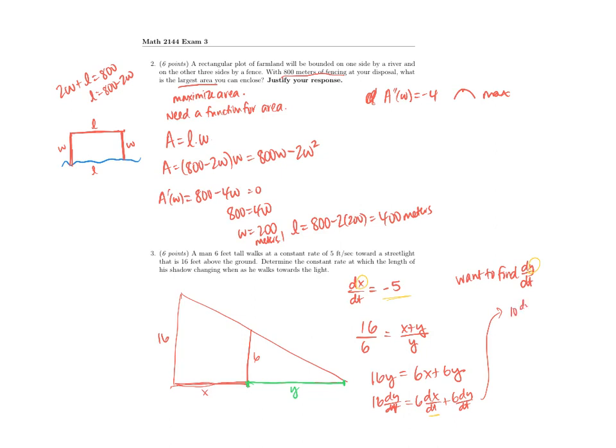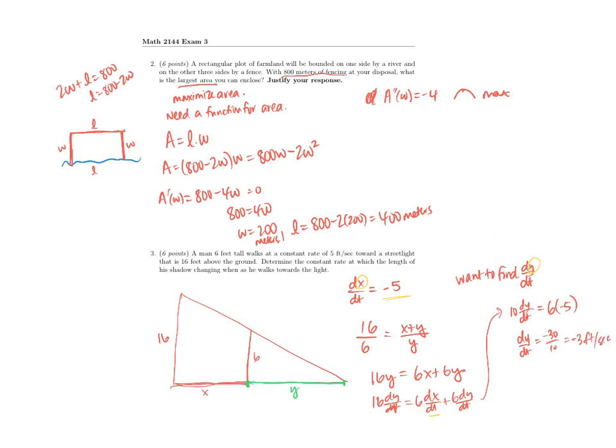So I get 10 dy dt is equal to 6 times -5, which is -30. And I can divide that by 10, so I get dy dt is equal to -30 over 10, which is -3. And the units for that are feet per second.